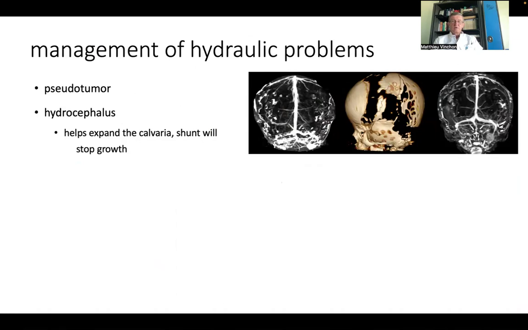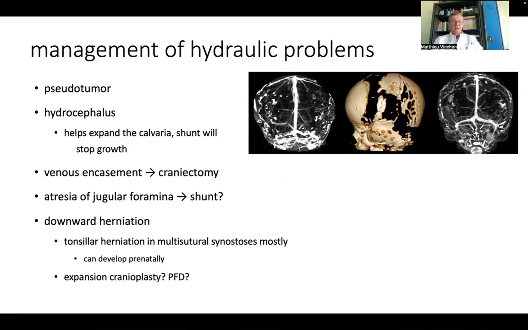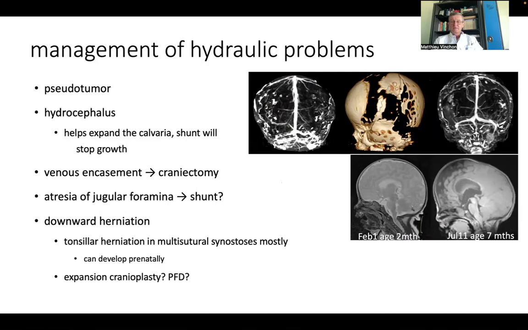And we also have hydraulic problems, which can take the form of pseudotumor or hydrocephalus, and it can be caused by venous encasement in the bone growth. So it may require craniectomy, which can improve the situation, as seen on the right. It may be caused by atresia of the jugular foramina, in which case we don't have much to propose except chance. But chance will stop the calvarial growth. And we have, of course, downward herniation of the cerebellum, which can cause progressive Chiari malformation, like in this child. So we have to make a choice between expansion cranioplasty, posterior or anterior, or posterior fossa decompression, or shunt. So these are complex decisions to be made.